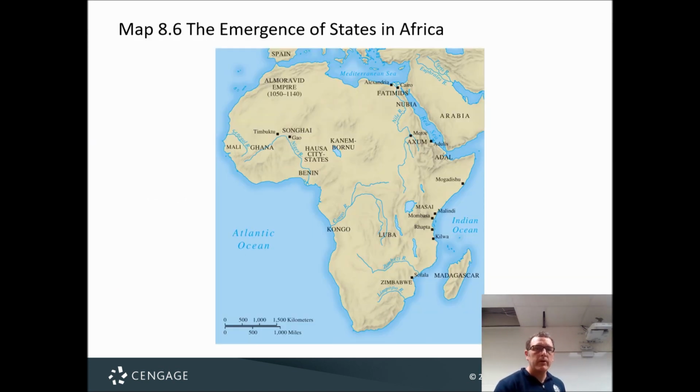All right, so the transition of these stateless societies to states, to nations. This map just shows some of these earliest nations like Benin or Congo or Aksum, Mali, etc. So there were many different nation states that emerged.